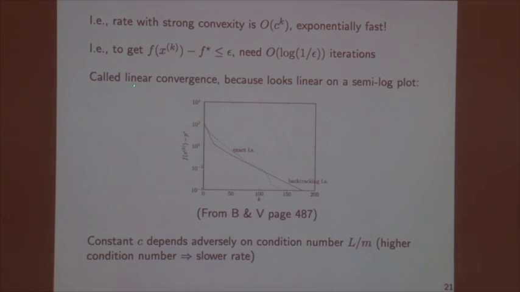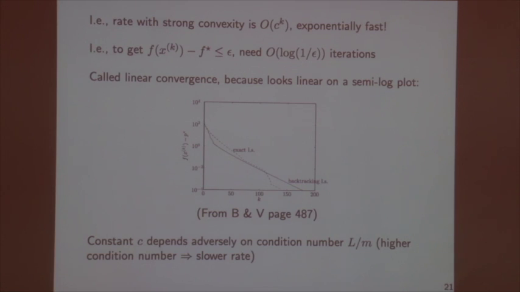Usually this is called linear convergence, when in order to get accuracy epsilon, you need log of 1 over epsilon iterations. Because if you plot the decrease of the objective on a semi-log plot, with the number of iterations on the x-axis and the log of the accuracy on the y-axis, you almost get a line. And this compares the decrease in the objective when you perform exact line search, picking the optimal step size that you can figure out analytically, and backtracking line search.